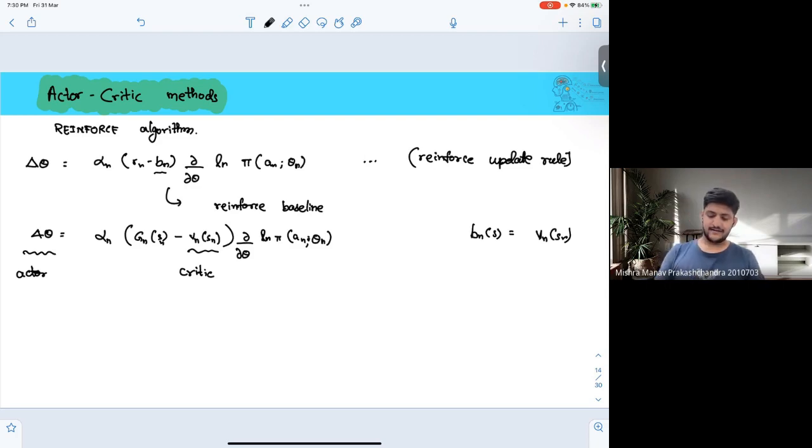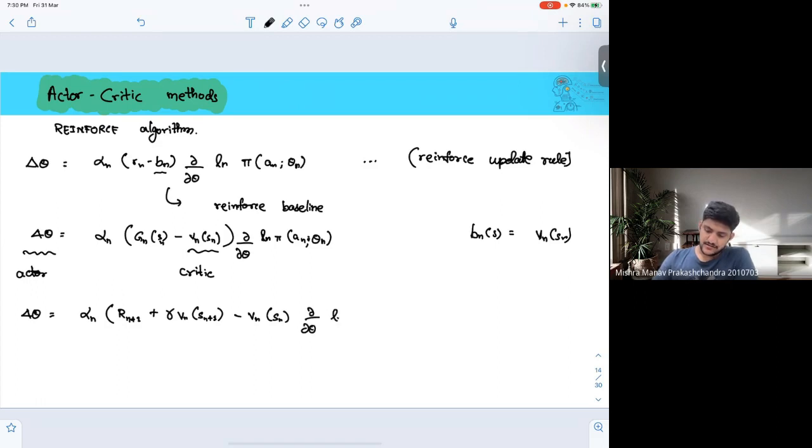Again, if I open up this equation further, I get this quantity times alpha n. So Gn that I have, instead of taking a Monte Carlo update, if I write it down in terms of the one-step update rule, this is Rn plus 1 plus gamma times Vn of Sn plus 1 minus Vn of Sn, times you still have the d by d theta ln pi.